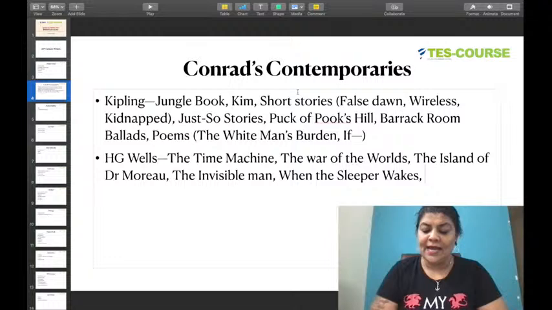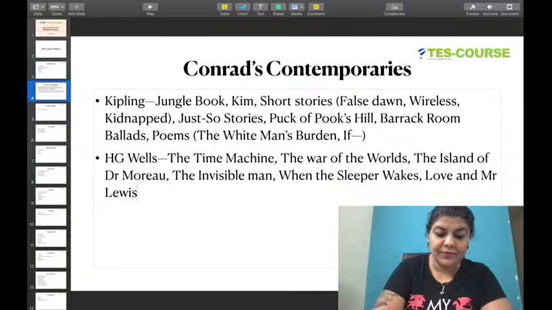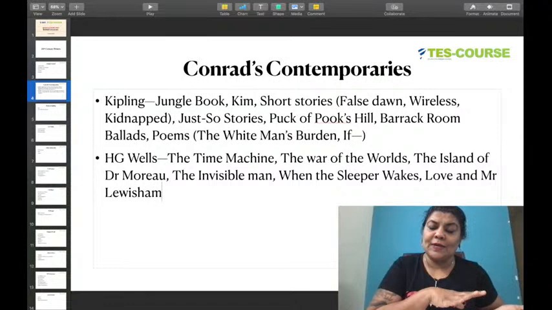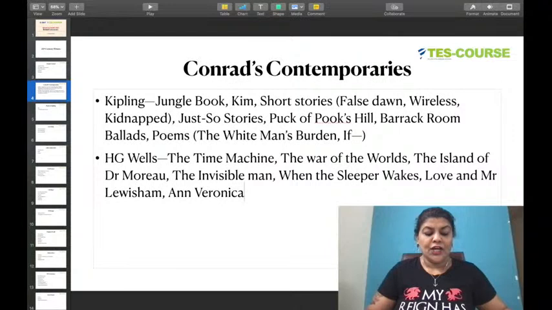Then there are also other works like Love and Mr. Lewisham. Guys, let me remind you, H.G. Wells wrote science fiction on the one side. He also wrote about society. He wrote one new woman novel, Ann Veronica. Ann Veronica is a new woman novel.